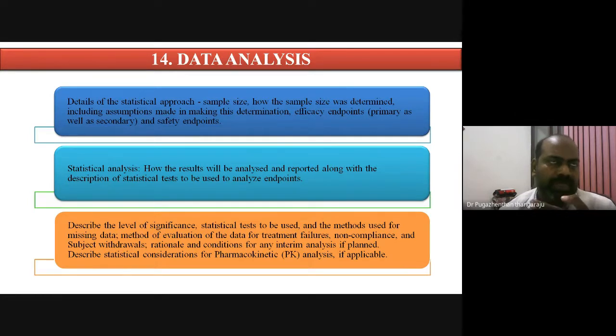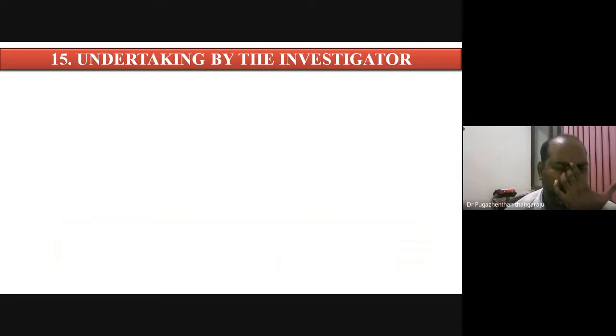Then we have to mention the various variables and parameters we are going to look into, and what statistical analysis parametric or non-parametric tests we are going to use. All these things should be mentioned in the clinical trial protocol beforehand. This is a very important point, because as a clinician, as a doctor, we will be very much oriented that we should take care of the patient as the utmost priority.